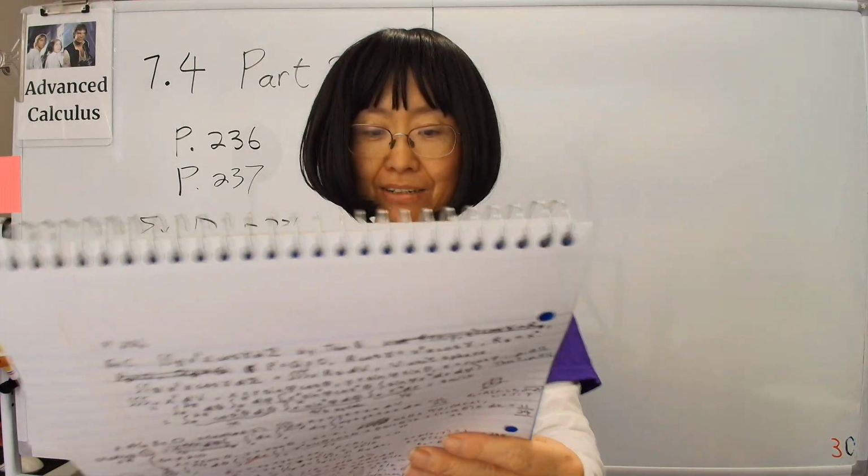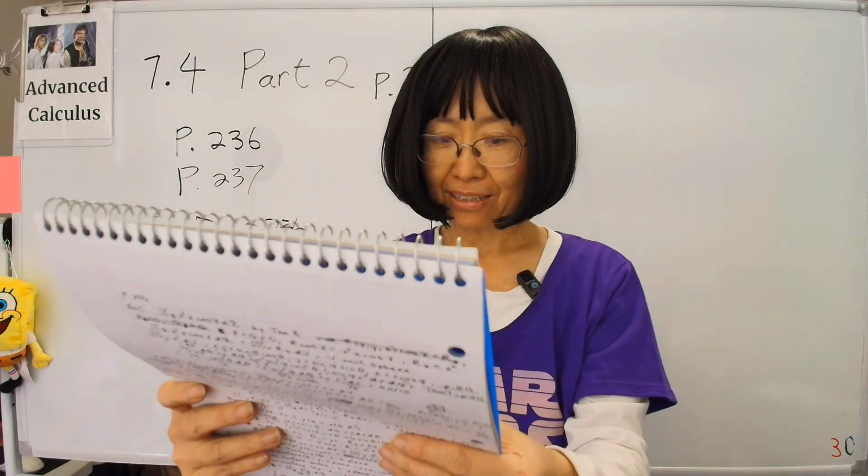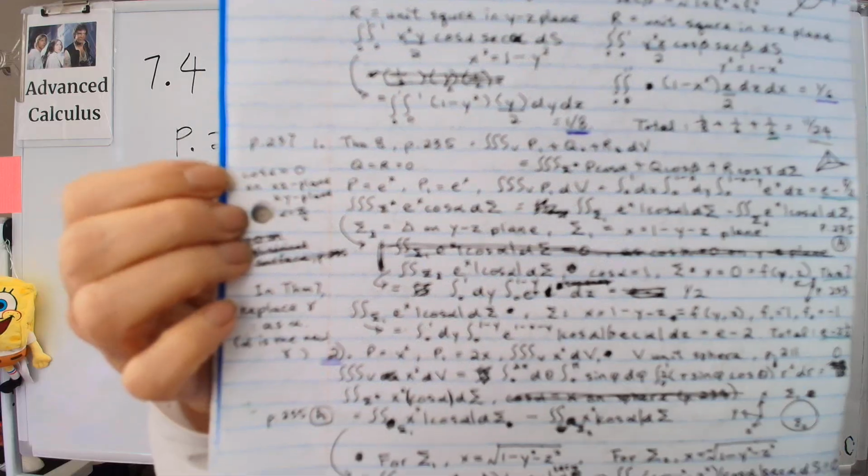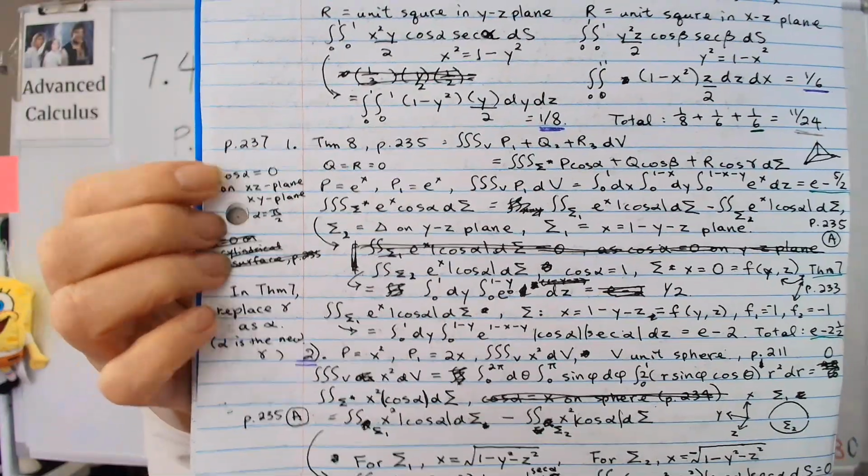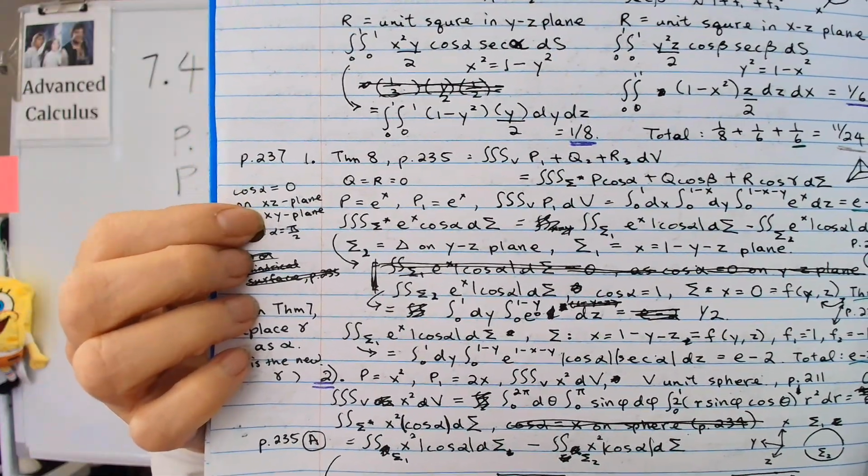Now the right side, we integrate over the surface, and that is a bit more complicated. Mostly we need to remember that the cosine alpha is 0 on the vertical planes, or on the axis planes.